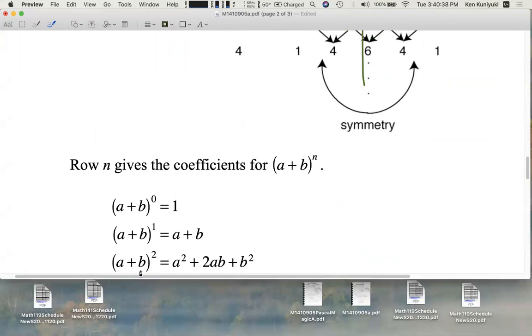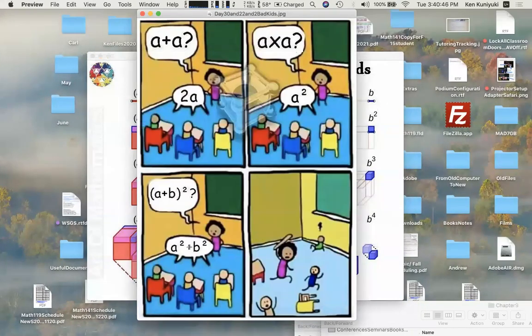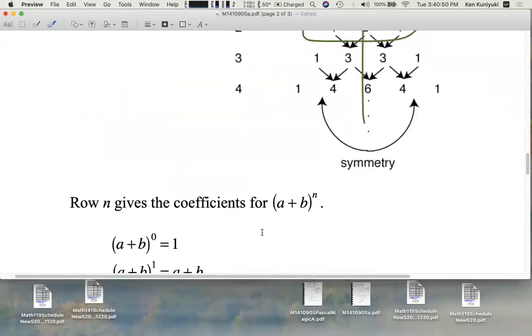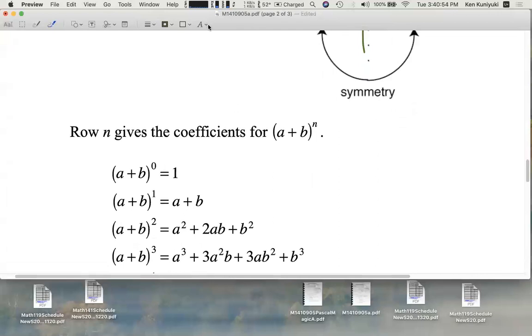The square of a plus b, the coefficients are 1, 2, 1. Look over here, 1, 2, 1. Okay, these bad kids should have known that. It's not 1, 0, 1, it's 1, 2, 1. All right, now the cube of a plus b, we had the variable parts. Now we know the coefficients are 1, then 3, then 3, then 1.